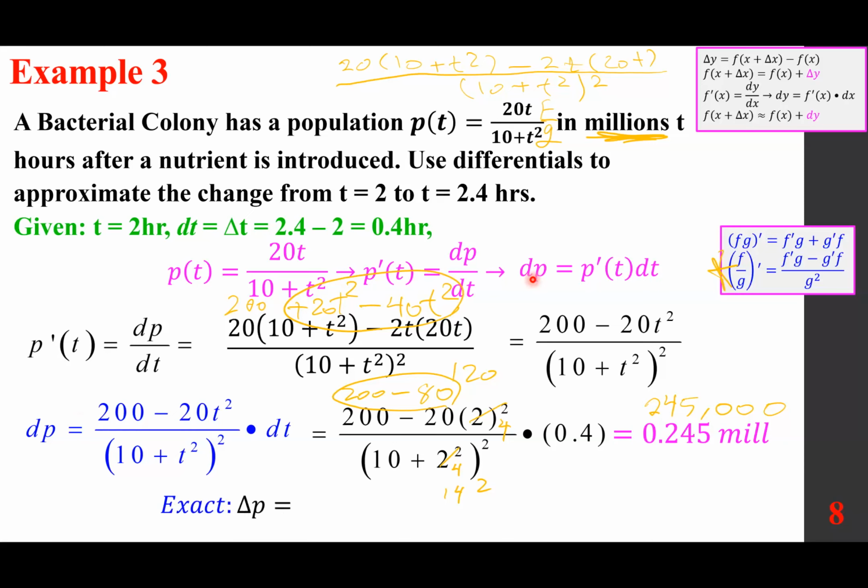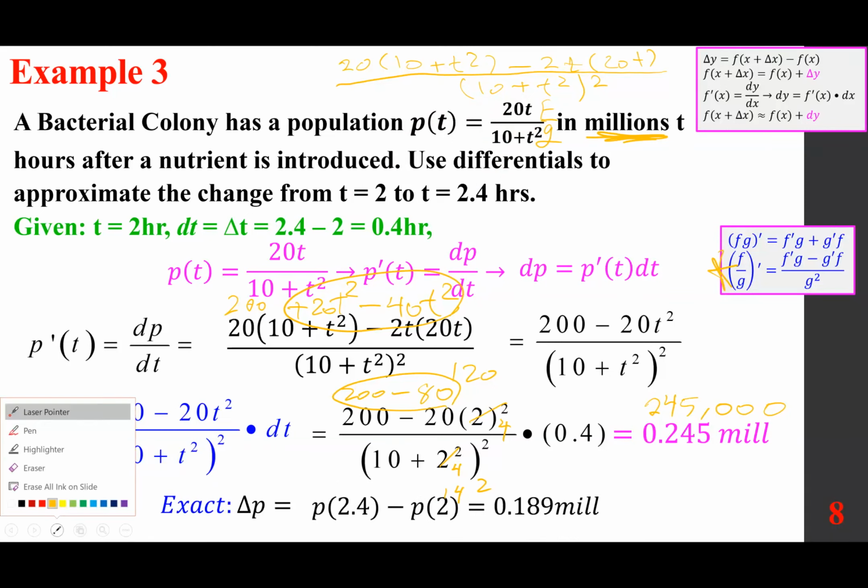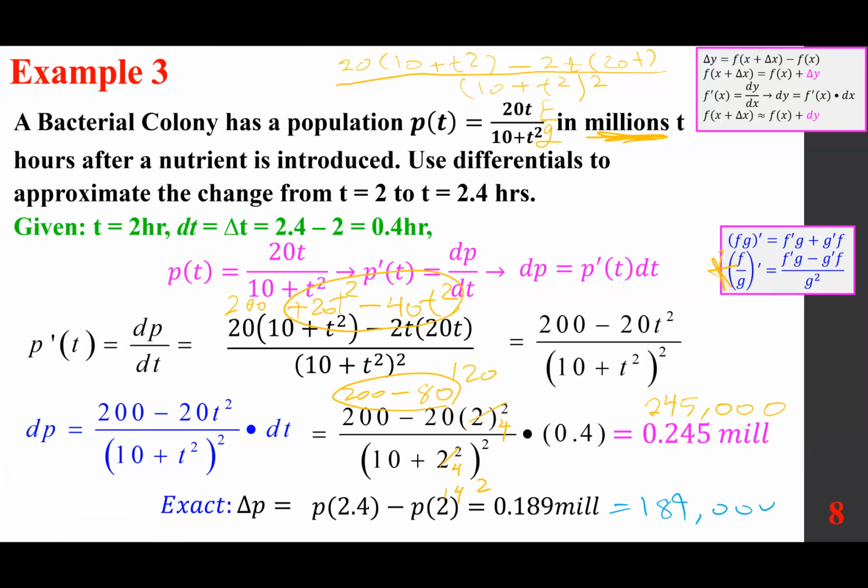Plug in 2.4 into P of t, plug in 2 into P of t, and their difference. So when you do that, when you go through the process, you get 0.189, which means, now let me use a different color, 189,000. Now, one might say, well, there's a huge difference between the two.